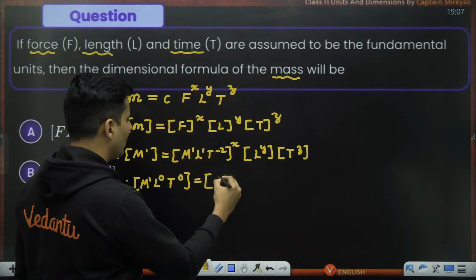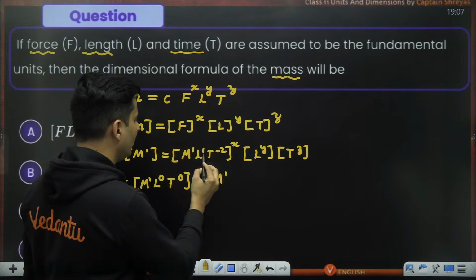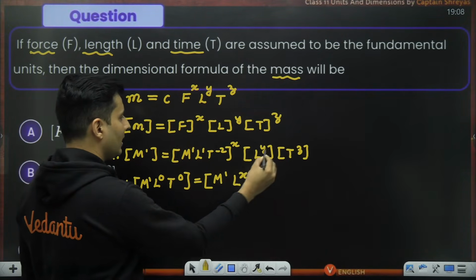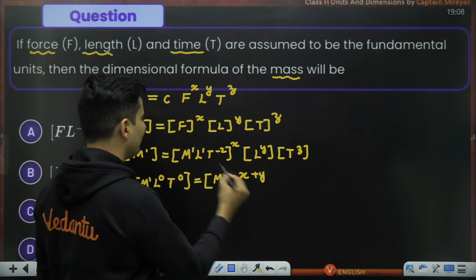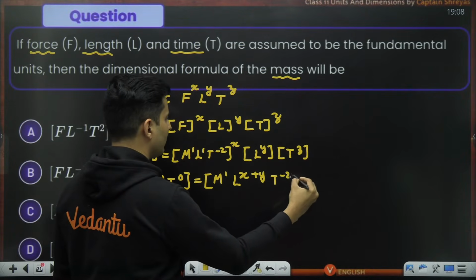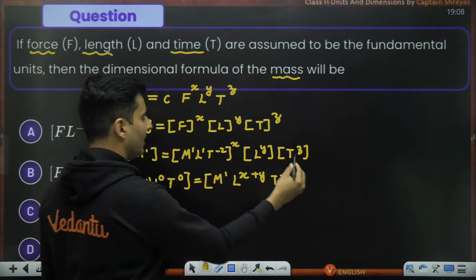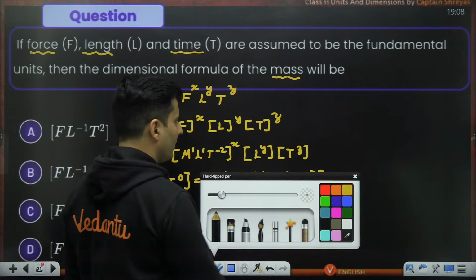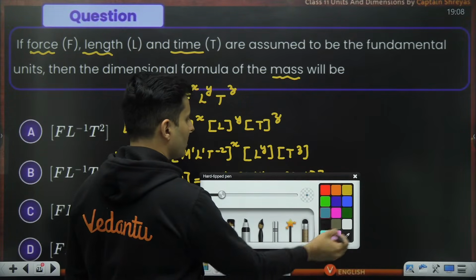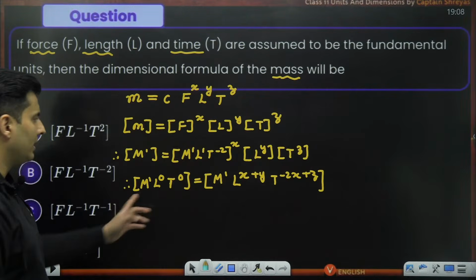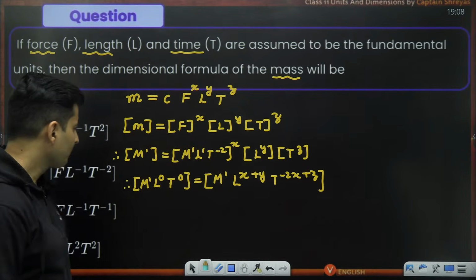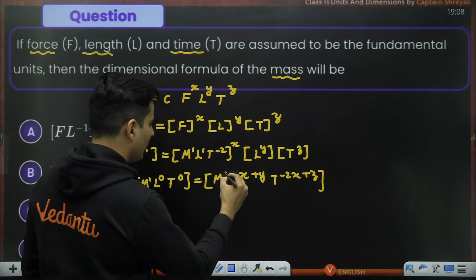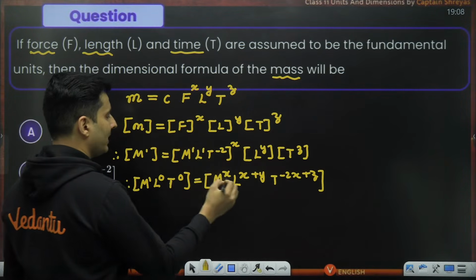Here there is nothing apart from this mass, so M raised to 1. L raised to x is there, and L raised to y is also there, so L raised to x plus y. Here we have T raised to minus 2x, and here we have z. Now it's a good time for us to compare the equations and the powers. Oh, sorry, I forgot M raised to x. I wrote M raised to 1. My bad. M raised to 1 raised to x is M raised to x.